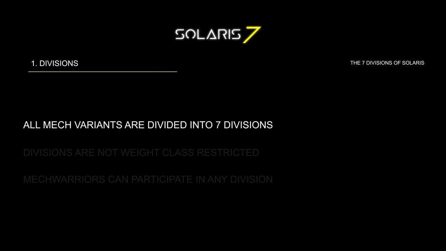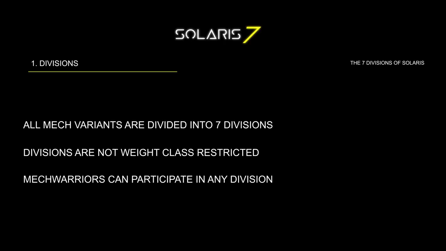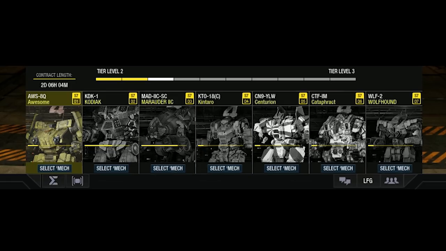This season starts with the Solaris Oversight Committee dividing every known mech variant into seven divisions. Each division is based on a number of properties, ranging from loadouts and profiles to flat-out battlefield viability.